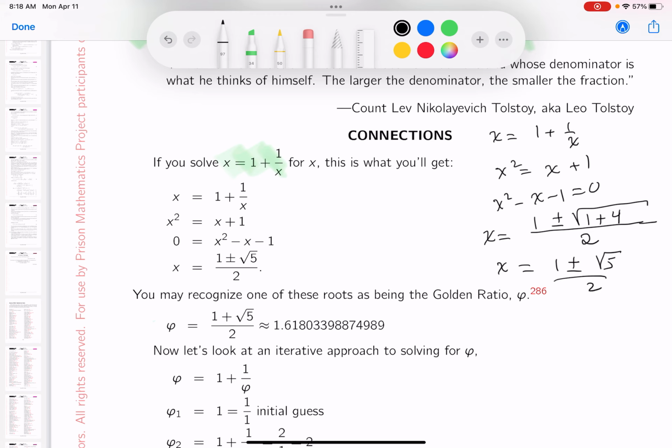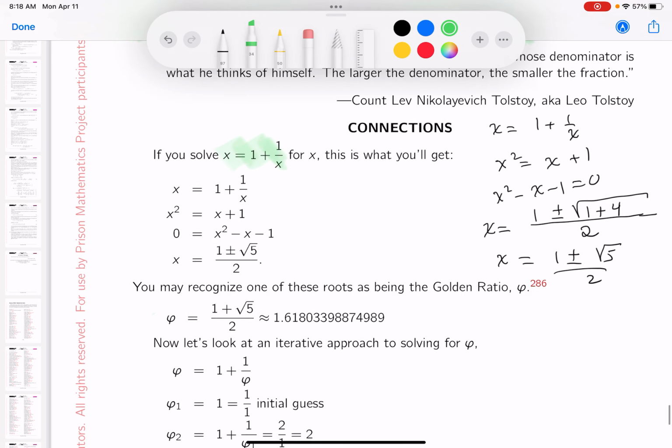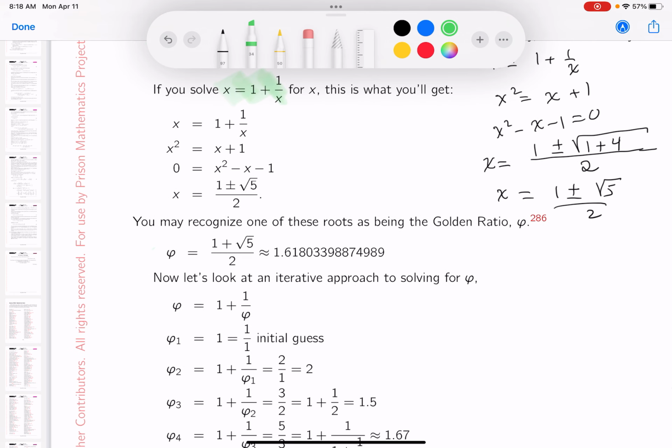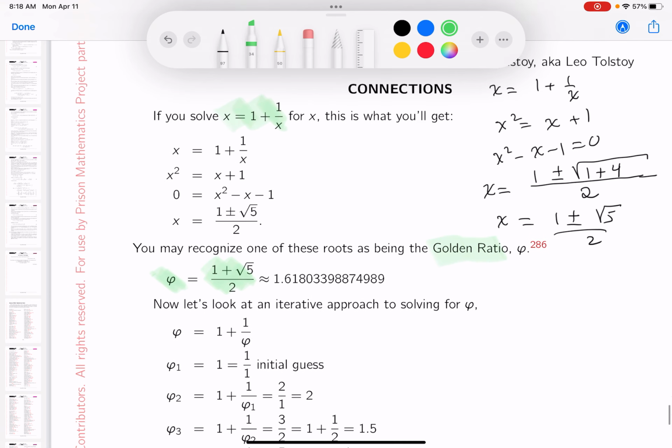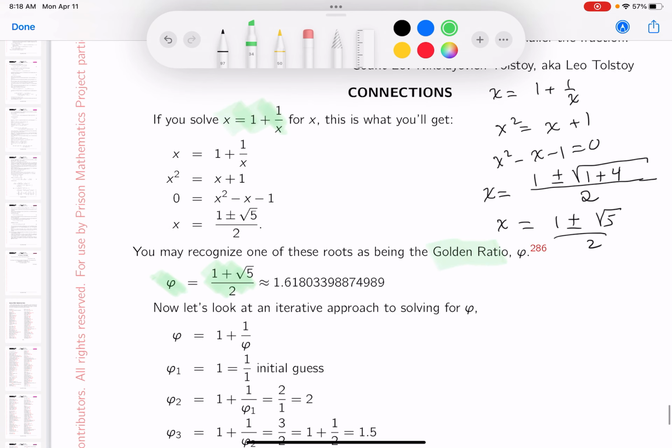Now, one thing nice about this, you should recognize that one of these numbers is pretty famous. 1 plus the root of 5 over 2 is given a symbol phi, and that's called the golden ratio, all right? Now, that's one way to get it. We got the golden ratio there. If you go back to section 108, there's another discussion of the golden ratio as it relates to continued fractions.